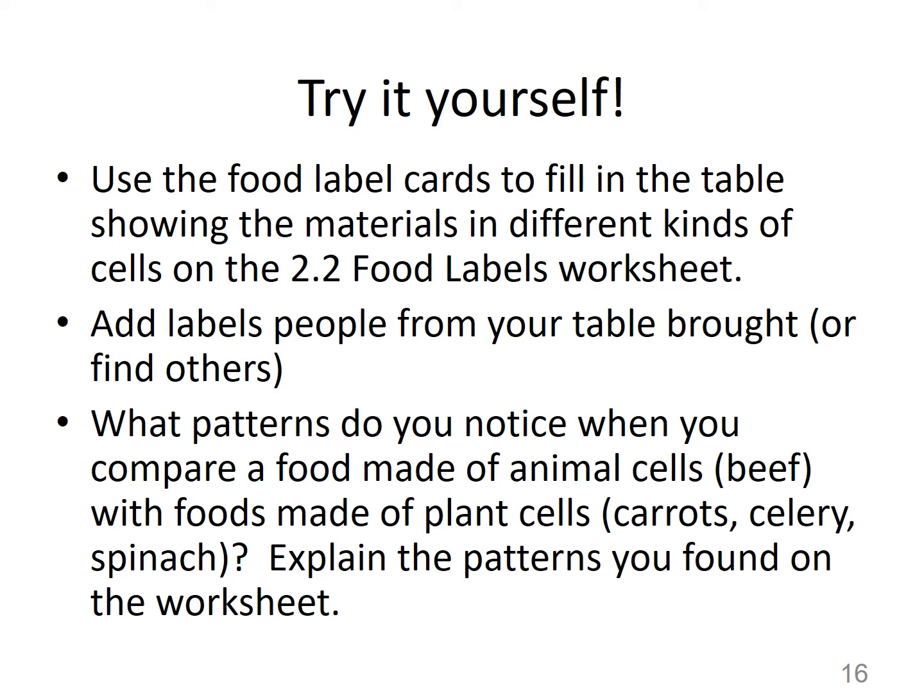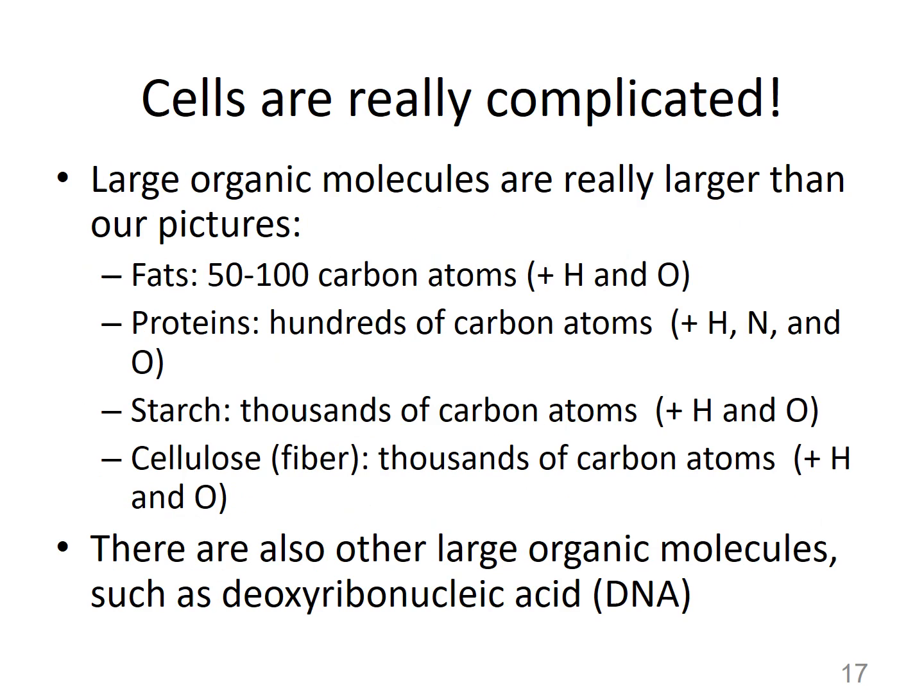And then what I'd like you to do is identify patterns you notice when you compare animal cells to different parts of plant cells to decomposer cells. So remember that plant cells might be different depending if they're a leaf or a stem or a seed. Try and see if you can find patterns about what kinds of molecules are in food depending on what that organism does. Remember that cells are really complicated.